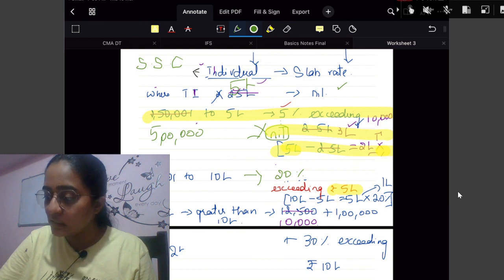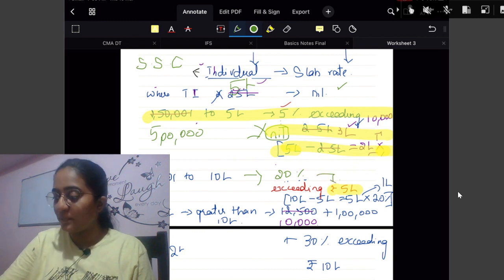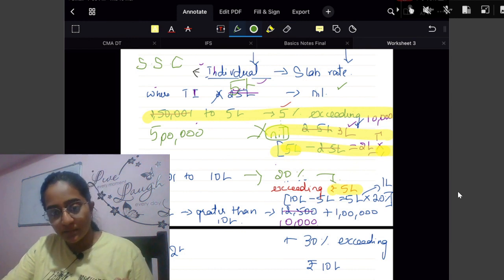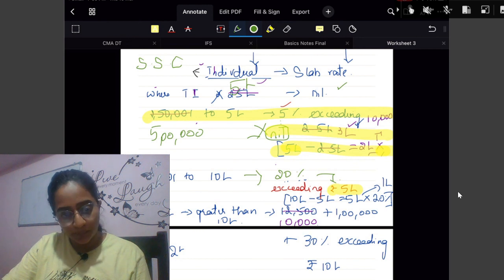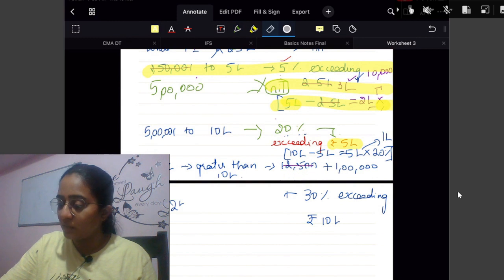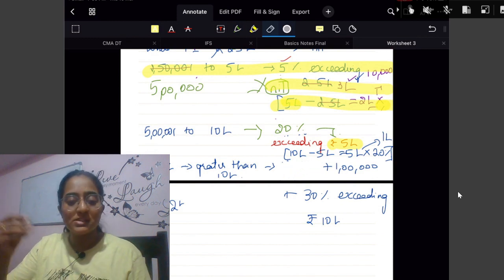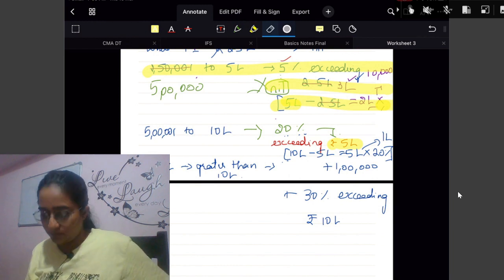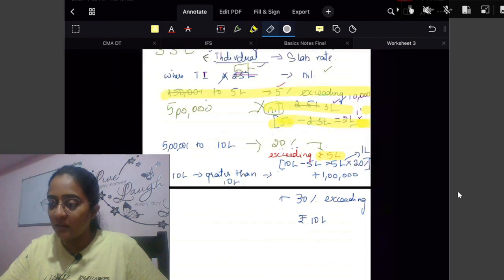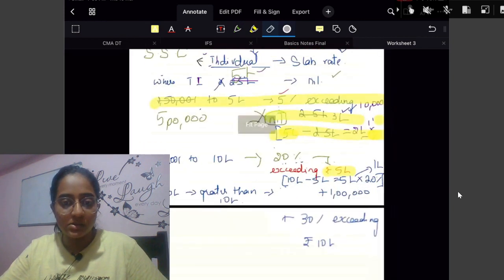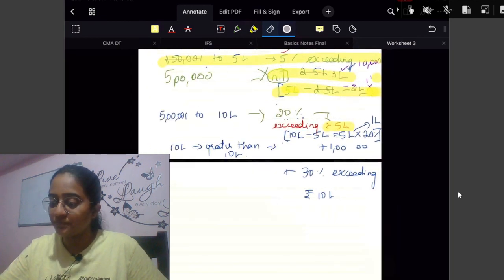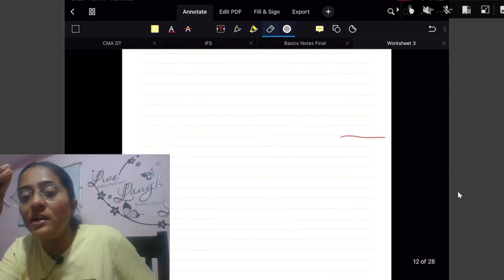20% on the income exceeding rupees 5 lakh. This will be correct, common. So over and above 5 lakh, you are going to charge 20% on that. So if it is greater than 10 lakh, this will not be coming into picture. It will be 1 lakh plus 30% exceeding 10 lakh. Clear? Understood with respect to this point? I hope it is understood. Clear?